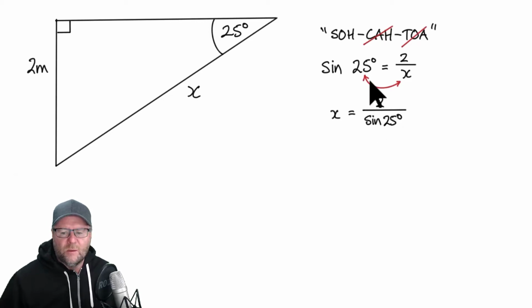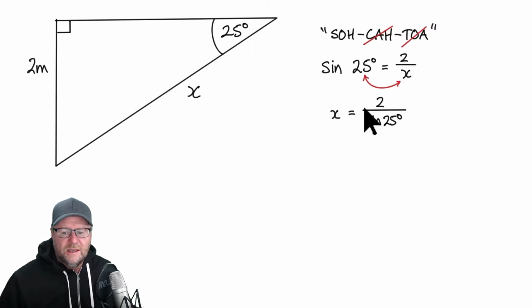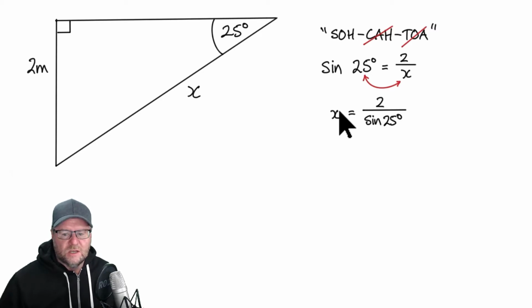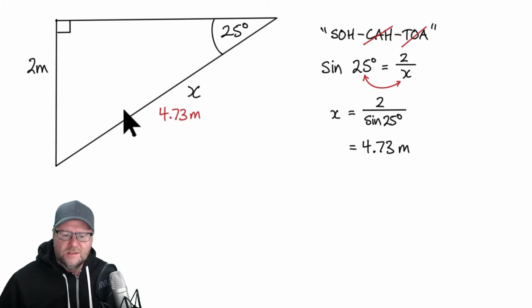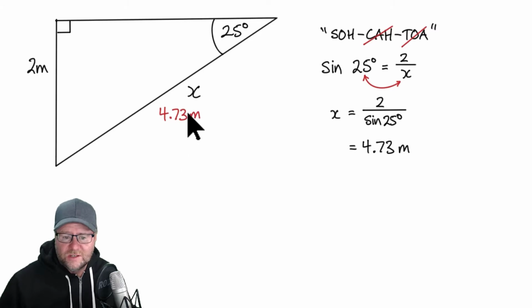So now I'm going to rewrite that. When I swap my x and my sine 25, the x comes up here where the sine was, and the sine 25 comes down on the bottom of the fraction where the x was. I just swapped their positions. That I can put in my calculator. 2 over sine 25, and I get a value of 4.73. So the length of this hypotenuse is 4.73 meters. Congratulations, you just used trig ratios to find the length of the unknown side.